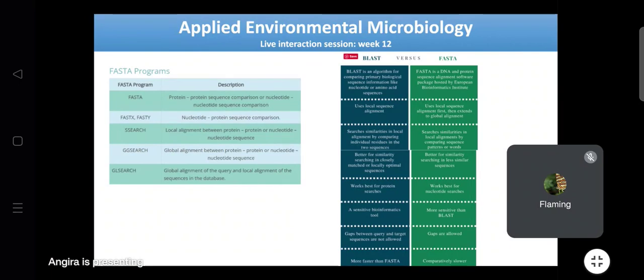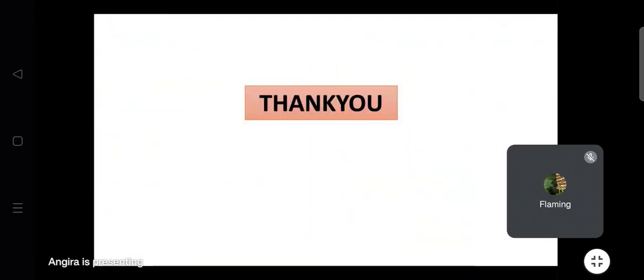BLAST is seen to be much faster than FASTA, whereas FASTA is comparatively slower. So all these are examples. For getting a better idea about all these bioinformatics tools, you can go ahead and run a particular sequence of your choice, compare it with the sequences in the entire database, and let me know how much similarity there was in BLAST and how much alignment similarity there was in FASTA. With that, we come to the end of the live interactive session.